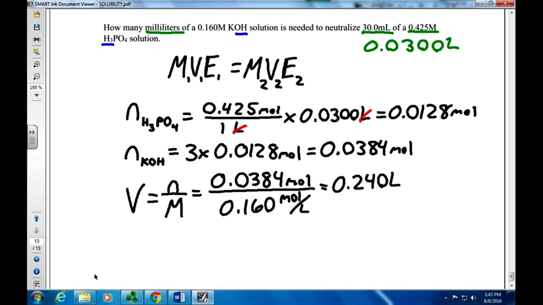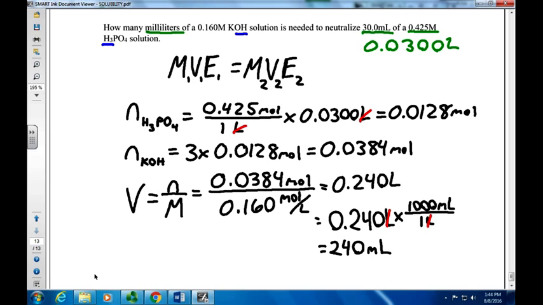So we can then take our 0.240 liters, multiply it by 1,000 milliliters over 1 liter, and have it so that liters and liters cancel each other out. So we're left with 240 milliliters. And that's our final answer.